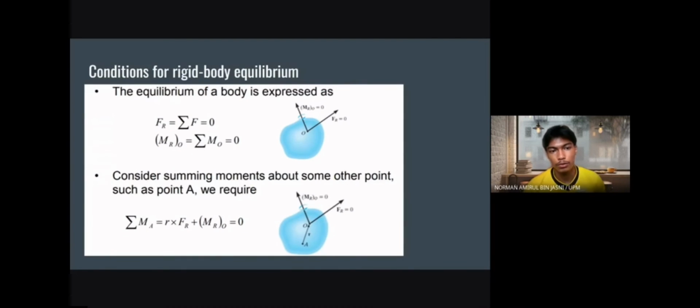Today I want to summarize topic 5, equilibrium of a rigid body. Firstly, we need to know about the conditions for rigid body equilibrium. The equilibrium of a body is expressed as these equations: the sum of F equals 0. Basically, all these equations are equal to 0. Then consider summing moments about some other point, such as point A. We require these equations.